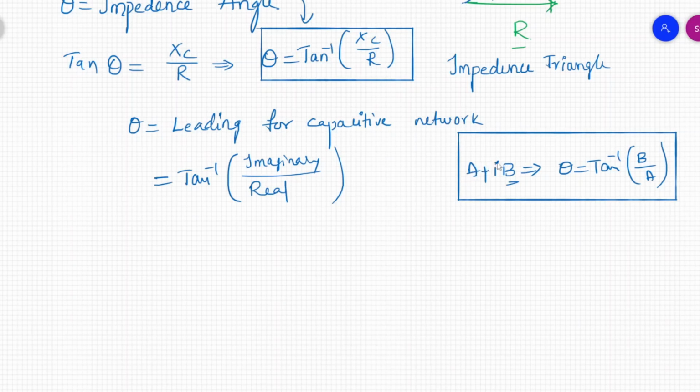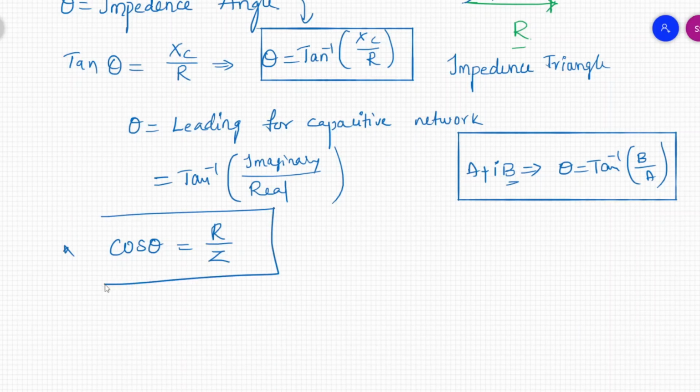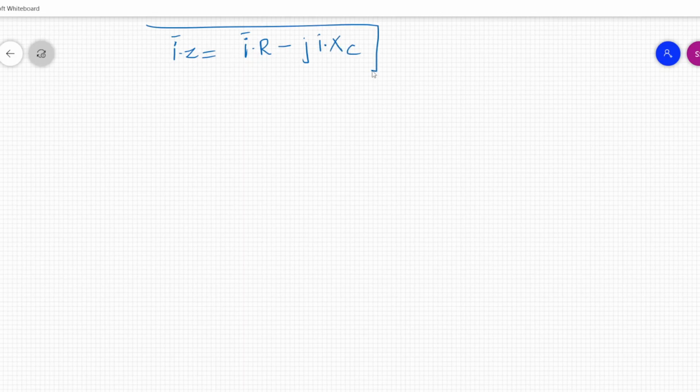Now we can also find cos theta, that is given by R by Z. This is one factor to find the power factor. Cos theta is the power factor. Now we can also get the powers from these phasors, that is we have derived I bar into Z equal to I bar into R minus j into I bar into XC. This is what we have derived so far, right?